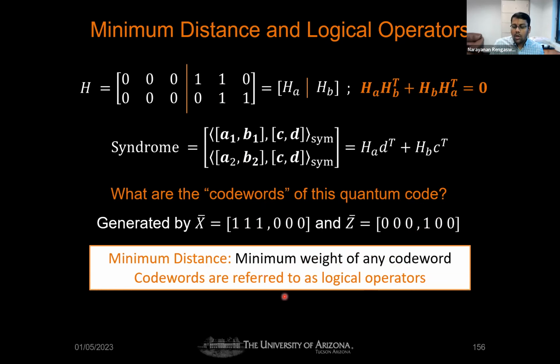Right? So code words are basically those Pauli operators or in the binary vector representation, binary vectors that commute with all the stabilizers, that have symplectic inner product 0 with all stabilizers, but are not themselves stabilizers.